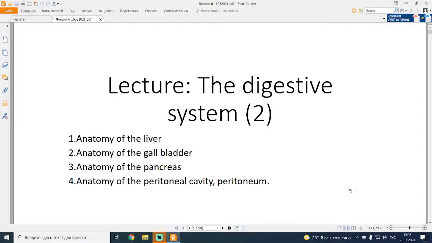Hello, student. Today the topic of the lecture is the digestive system. Questions of the lecture: anatomy of the liver, anatomy of the gallbladder, anatomy of the pancreas. Next question, anatomy of the peritoneal cavity, peritoneum.